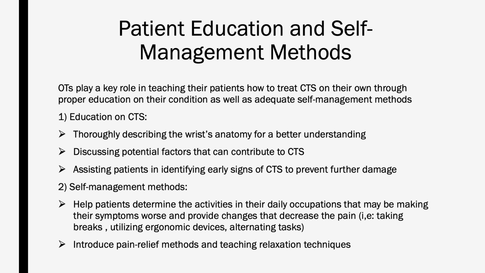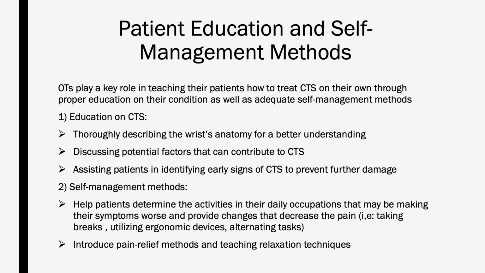So, in the education on CTS, OTs can thoroughly describe the wrist anatomy for a better understanding to their patients, just to let them know how exactly things work within the wrist so they can have a better understanding overall. They could also discuss potential factors that can contribute to CTS just for the patients to be more aware. And they can also assist patients in identifying early signs of CTS to prevent further damage.